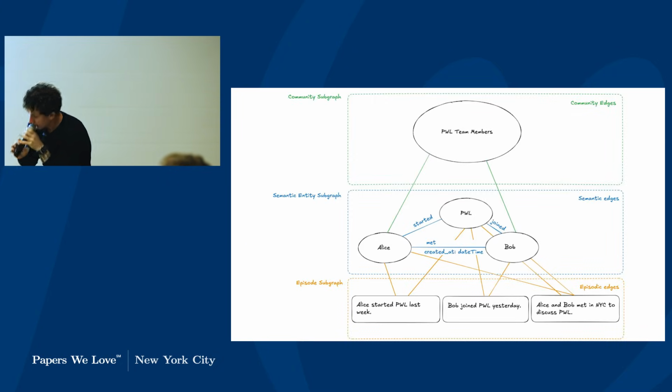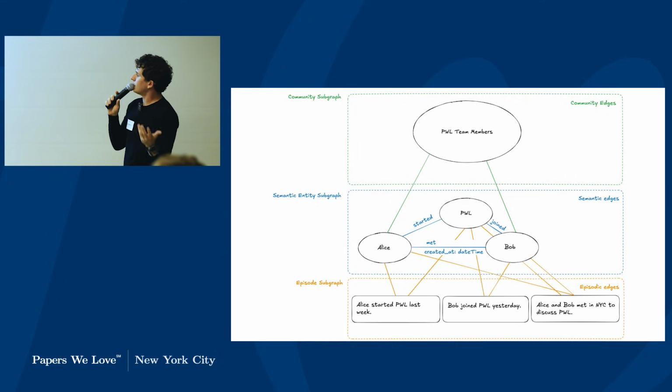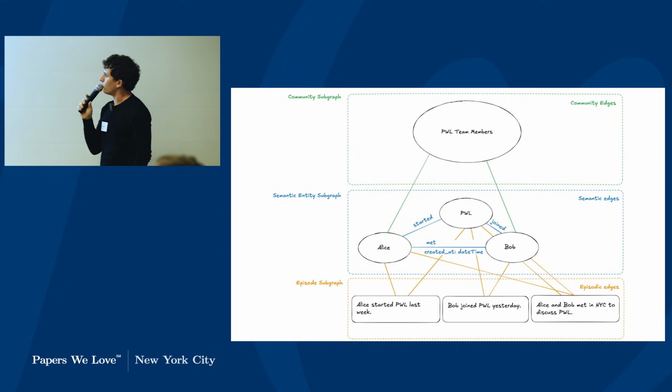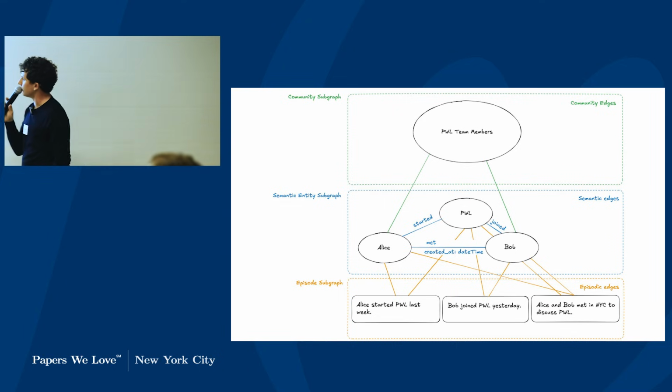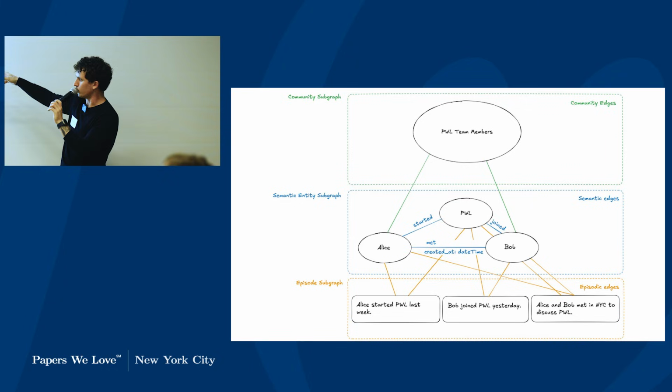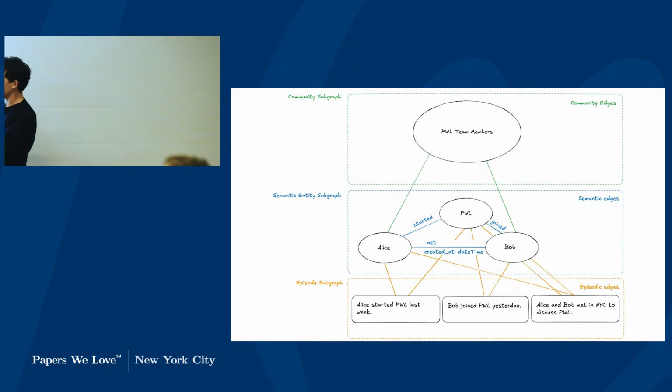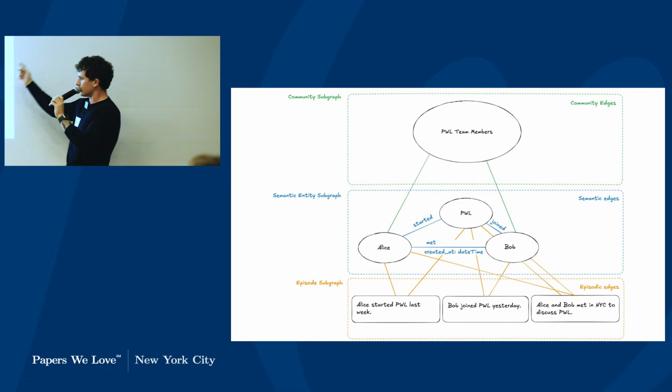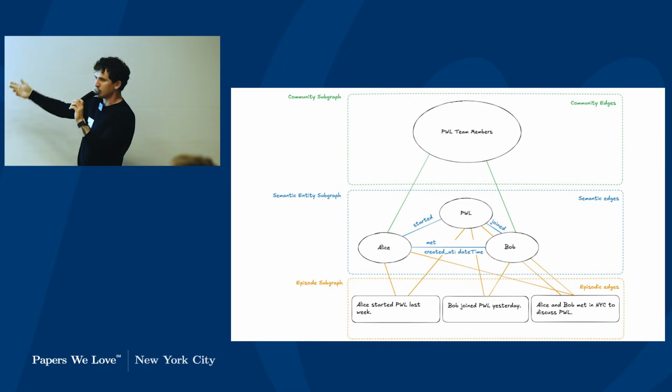Okay, cool. So I drew a little bit of what Zep looks like, just to lay out what they're talking about here. At the bottom, we have our episodes. You can imagine these three messages sent to an LLM. We've got Alice started PapersWeLove last week. Bob joined PapersWeLove yesterday, and Alice and Bob met in NYC to discuss PapersWeLove.